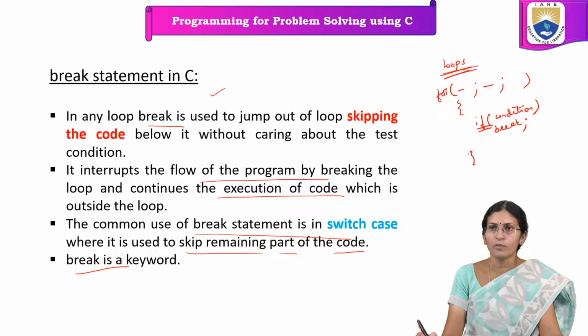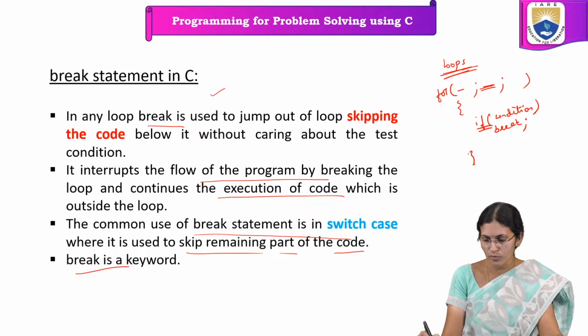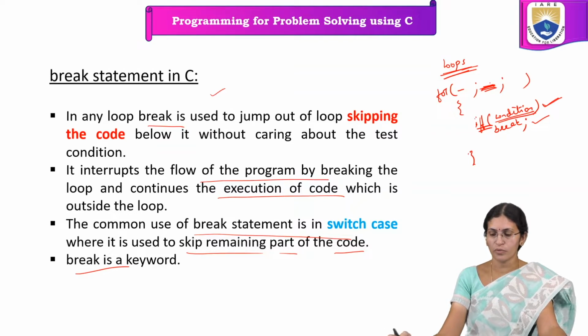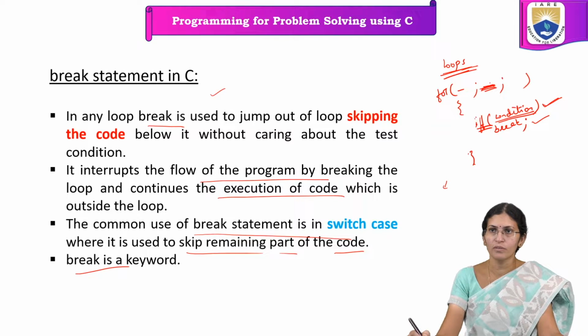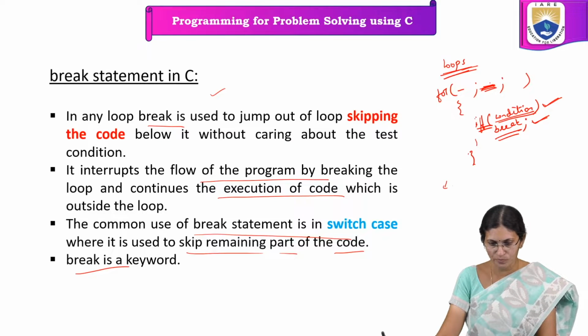This loop will go on repeating till the condition is true. Once this condition becomes false, the statements inside the loop are no longer executed. But even if the loop condition is true, if the condition written along with the if statement becomes true, then the break statement is executed and the control is transferred outside the loop without executing the statements inside the for loop. Similarly, break is used inside while loop and do while loop also.